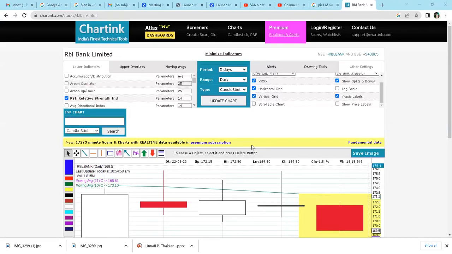Hello everyone. When we talk about doji patterns, what does this doji pattern include? A doji pattern means there is no body in it. When there is a difference between the closing price and opening price of a stock, a candlestick pattern is formed. The body can be seen.